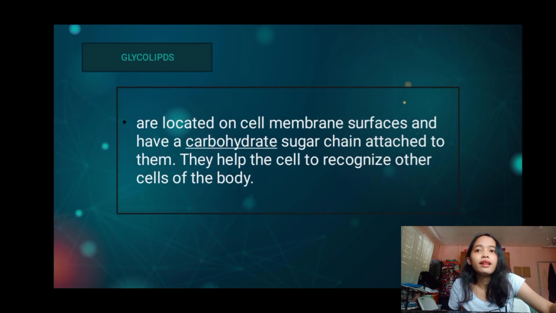So next one is the glycolipids. They are located on cell membrane surfaces and have carbohydrate sugar chains attached to them. So they help the cell to recognize the cells of the body. So that is the role of the glycolipids.